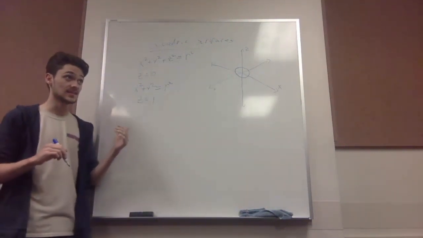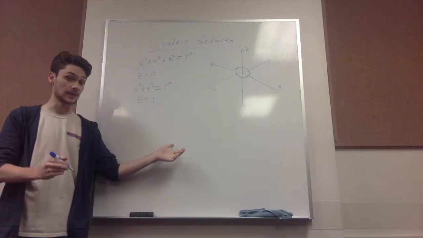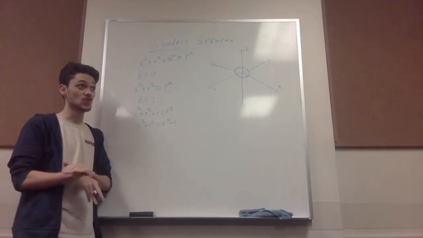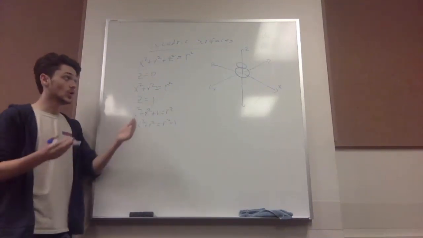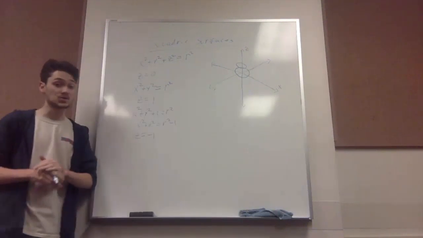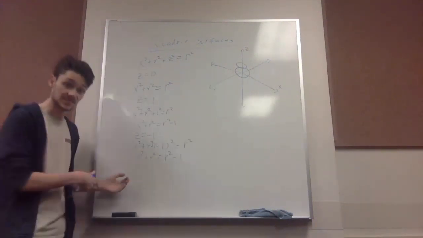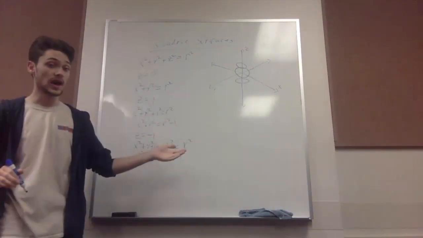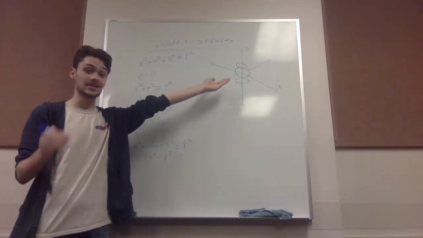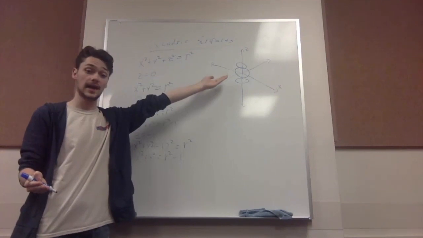So let's set z equal to 1 and see what happens. So now we see that we have basically the same shape, except it's just smaller. So we see that at z equals 1, we have a smaller circle. What happens when we set z equal to negative 1? We see we get the same thing. So at z equal to negative 1, we also get a smaller circle that is the same radius as the one at z equals 1.